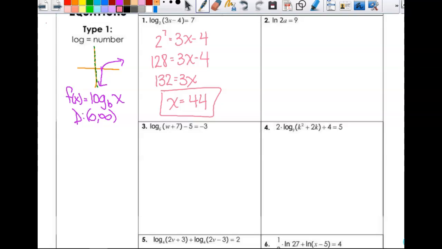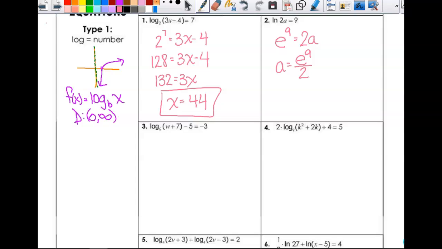All right, so let's look at number 2. I have a single log equal to a number, so I can rewrite it. The base here is what? E, so I've got e to the 9th equals 2a. Trying to get a by itself. Here I had 2 to the 7th, and I had to actually figure out 2 to the 7th. E to the 9th is just e to the 9th because we wanted it in exact form. So now I would just divide both sides by 2. A equals e to the 9th divided by 2.